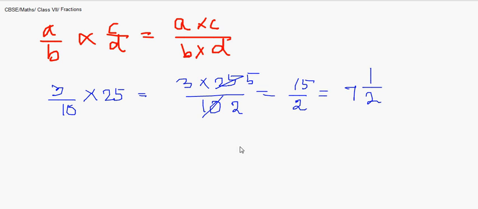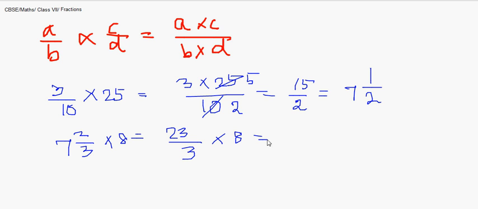Now if I get a mixed fraction, that is 7 whole 2 by 3 multiplied by 8. First, the same thing you do is convert this mixed fraction into an improper fraction. So 3 7s are 21, and 21 and 2 is 23 by 3 multiplied by 8. Now such a question doesn't have anything to reduce. So what we do is we multiply 23 into 8, and that gives you 184 upon 3.